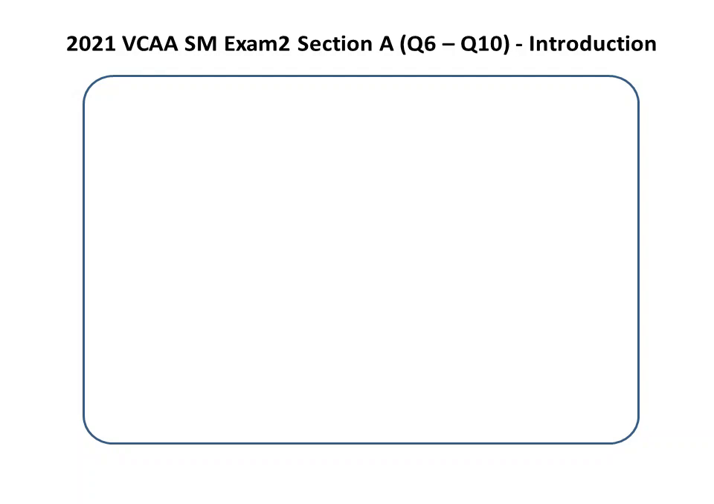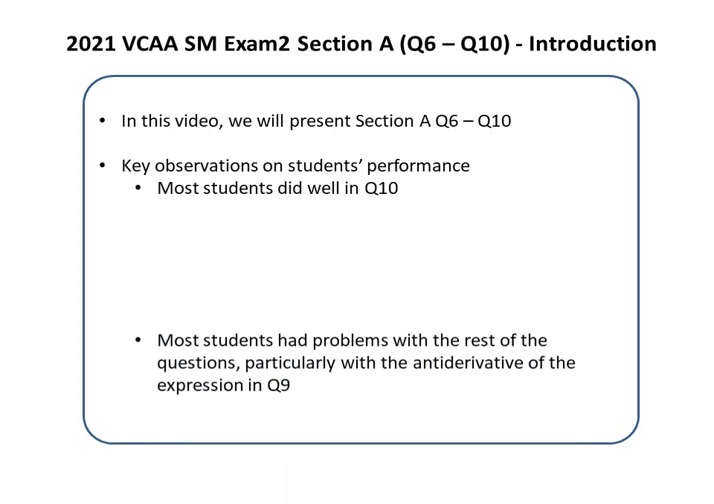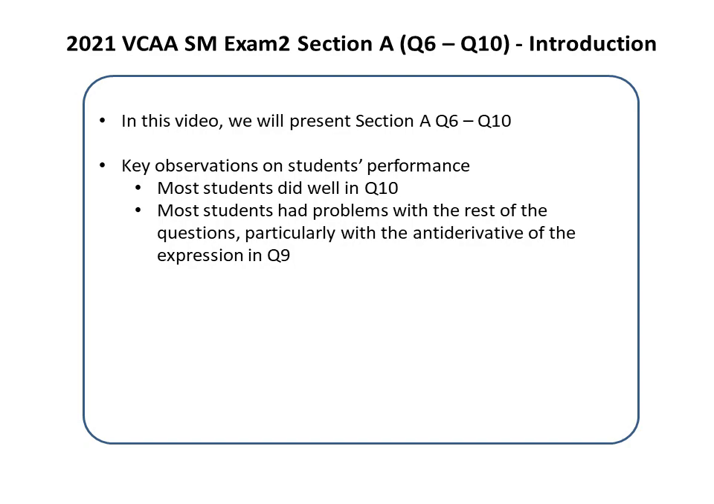Welcome to the fifth part of VCAA Specialist Maths 2021 exam papers. In this video, we will solve exam paper 2, section A, questions 6 to 10. Statistically, most students answered question 10 well. However, most students had problems with the rest of the questions, particularly the antiderivative of the expression in question 9.